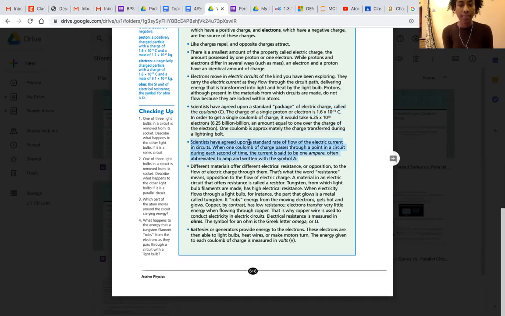Scientists have agreed upon a standard rate of flow of the electric current in circuits. When 1 Coulomb of charge passes through a point in a circuit during each second, the current is said to be 1 ampere, often abbreviated as amp and written with the symbol capital A.